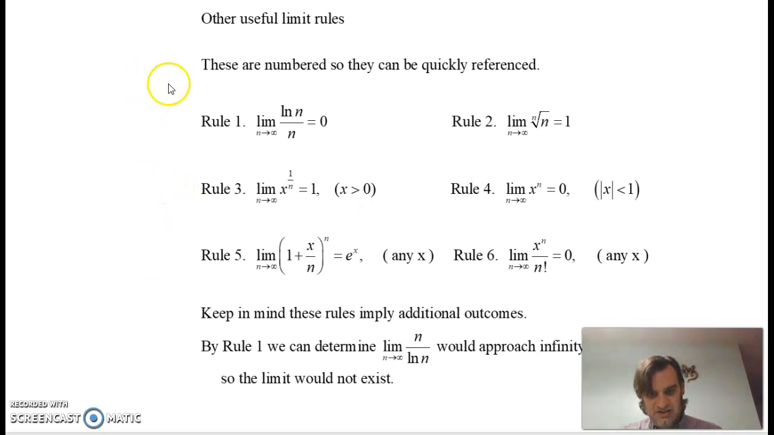From the book, there are some nice limit definitions that we can use. So just keep these in mind and keep them handy.